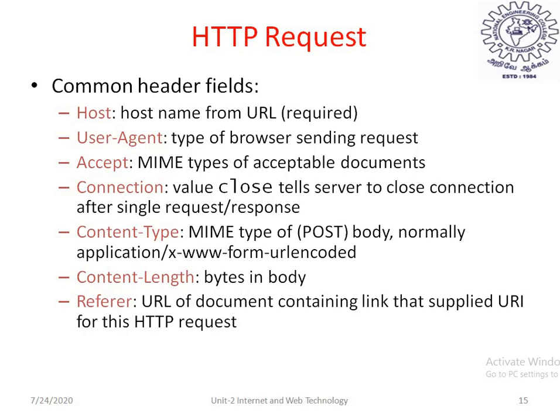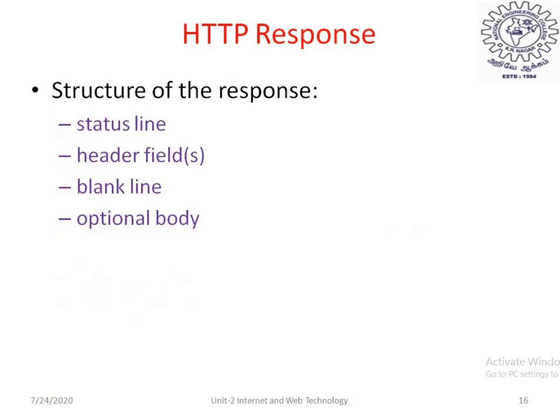Connection value close tells the server to close the connection after a single request. Content-Type is nothing but identifying what type of document it is. Content-Length is the bytes in the body, how many bytes it will be. And Referrer is nothing but the URL of a document containing the link that supplied the URI for this HTTP request.